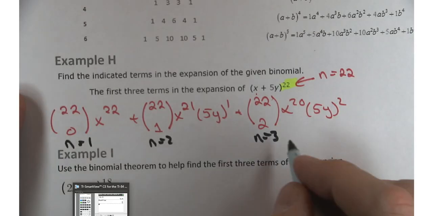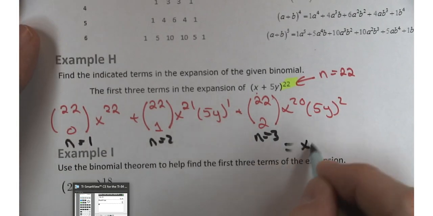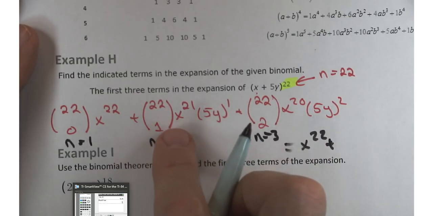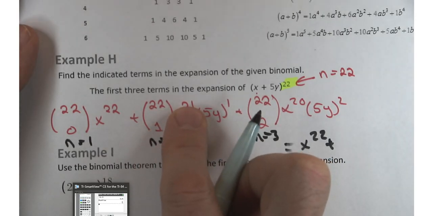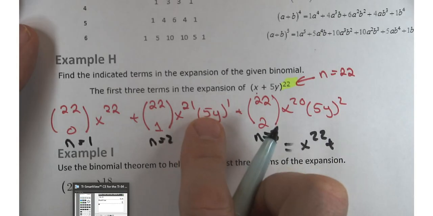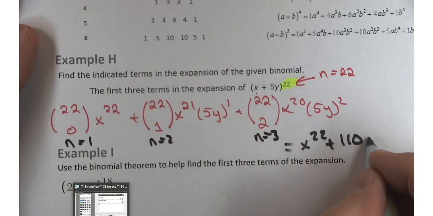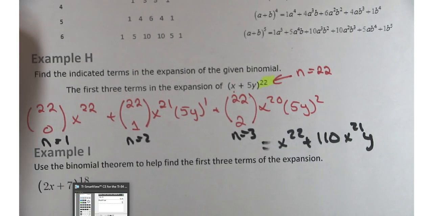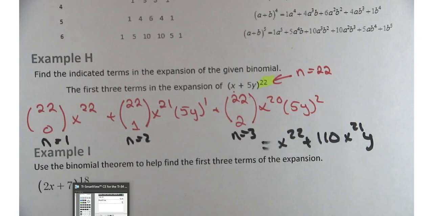So what this ends up simplifying to would be x to the 22 plus 22 times x to the 21 times 5y. So 22 times 5 is going to be 110 x to the 21 and y. And so that leaves us with one last term to do. This one you'll probably want to do on your calculator. 22 choose 2.